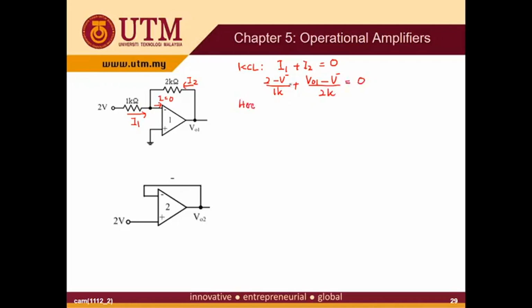Here we have the voltage V minus. V minus is equal to V plus, and V plus is ground. So this is a virtual ground, so V minus will be 0. We have this equation, and finally we can get the answer. V out 1 is minus 4 volt.